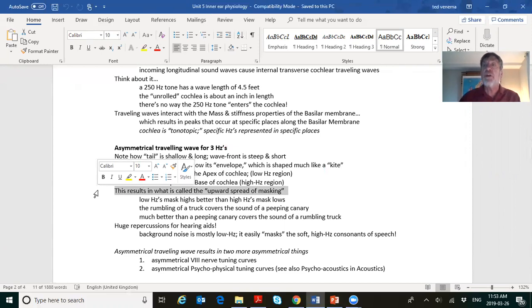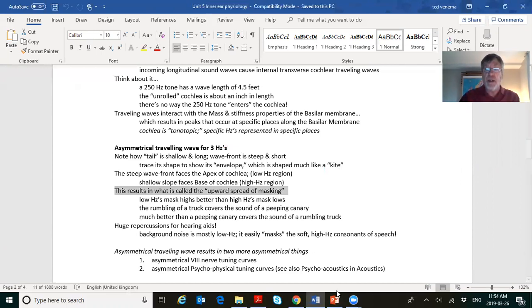Masking just refers to covering up one sound with another one. Notice how hard it is to hear in a bar? Well, it's because the background noise is masking what you're trying to hear, okay? Noise covering other sounds is called masking. Lows cover or mask highs better than highs mask lows. Background noise is mostly low frequency. High frequency consonants of speech, that's the sounds that tell you what the words were. Those are little China teacups. High frequency sounds, dainty, special, soft. And lows are like the bull in the China shop. Okay? Background noise is mostly low frequency, and lows mask highs better than highs mask lows.